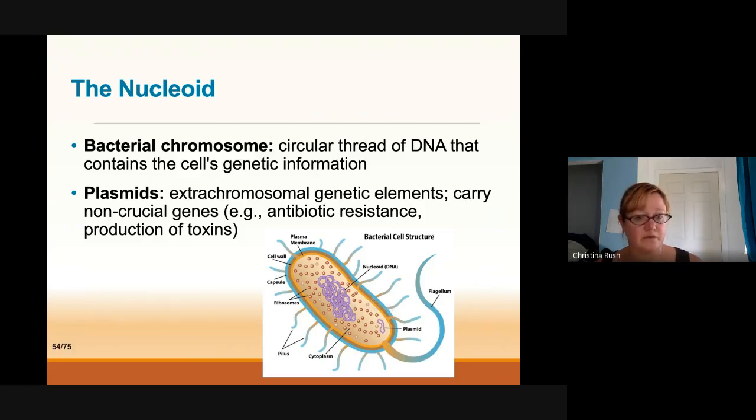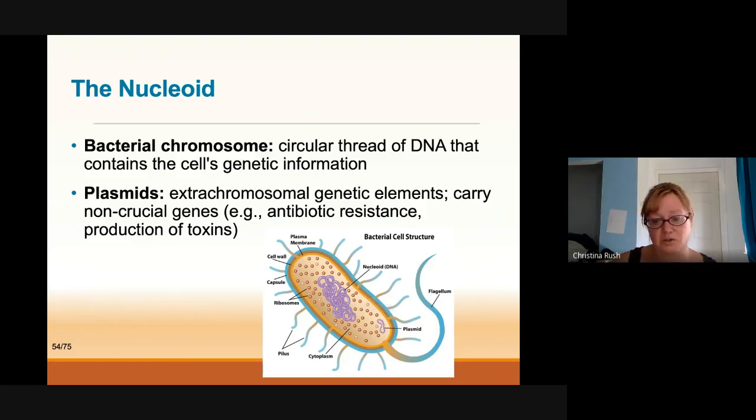Bacterial cells also include plasmids, and these are extrachromosomal genetic elements. These can carry non-crucial genes. I say can because I would argue that antibiotic resistance, or the production of toxins, or even some of these little plasmids will contain genes for survival in extreme environments. So I'd say they are actually kind of crucial, but they're easily shared.